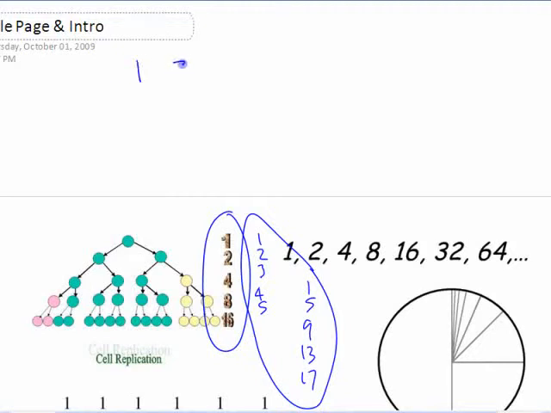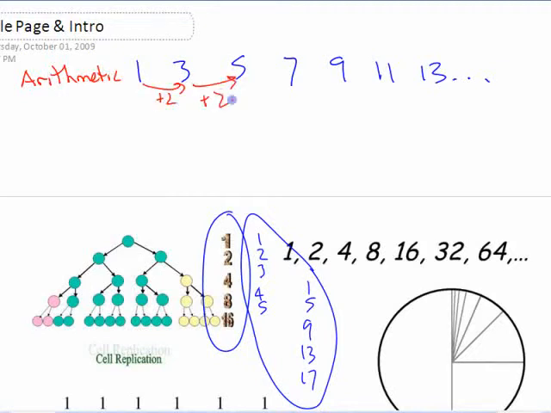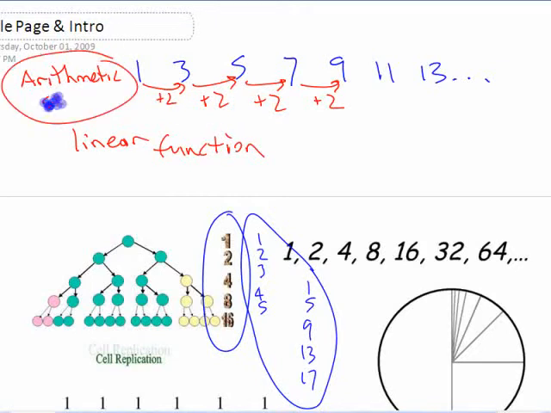Arithmetic is something like this: 1, 3, 5, 7, 9, 11. One uses addition. In an arithmetic sequence here, you're adding plus 2, plus 2, plus 2, and so on, right? You study that in Math 10 because you look at linear functions. An arithmetic sequence is a linear function if you graph it.